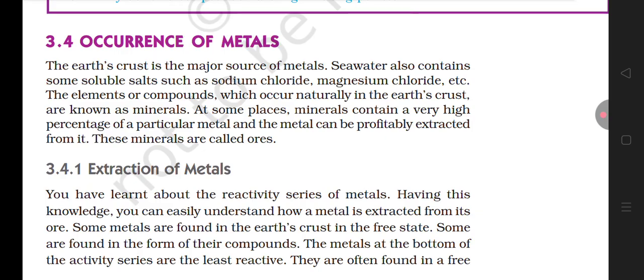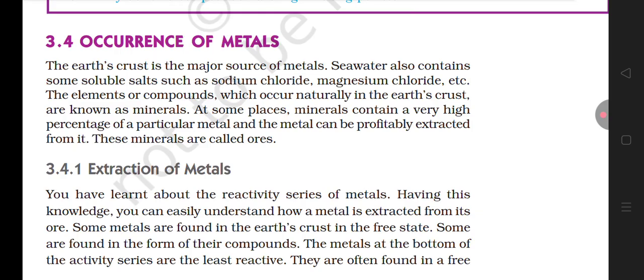Dear student, you know very well that the earth crust is the major source of metal. All the metals are found in the earth crust. The elements or compounds which occur naturally in the earth crust are known as minerals. At some places minerals contain a high percentage of a particular metal, and the metal can be profitably extracted from it. So these special types of minerals are known as ores.